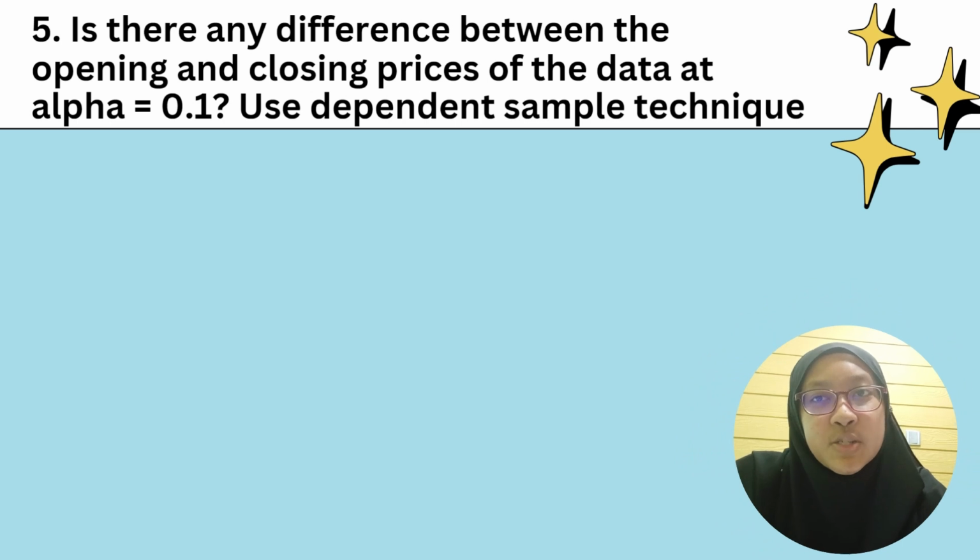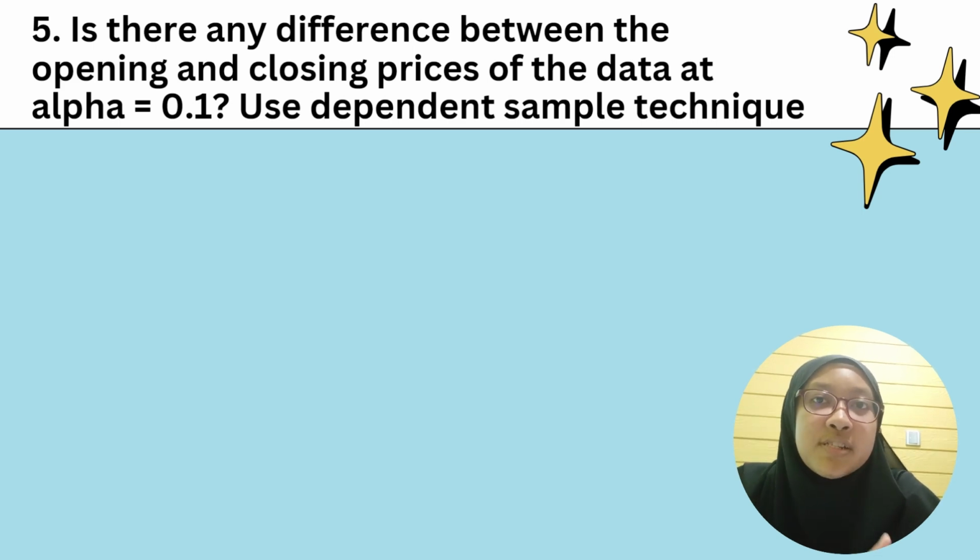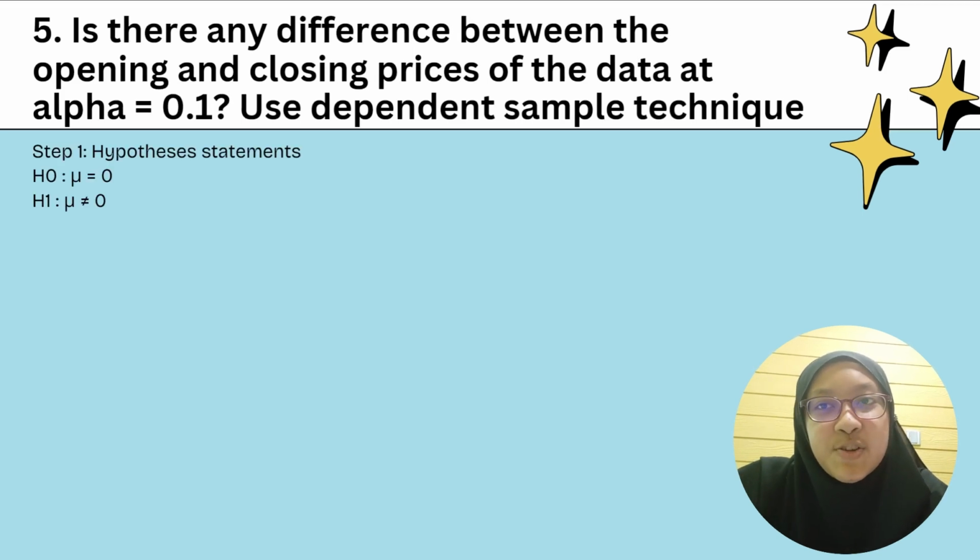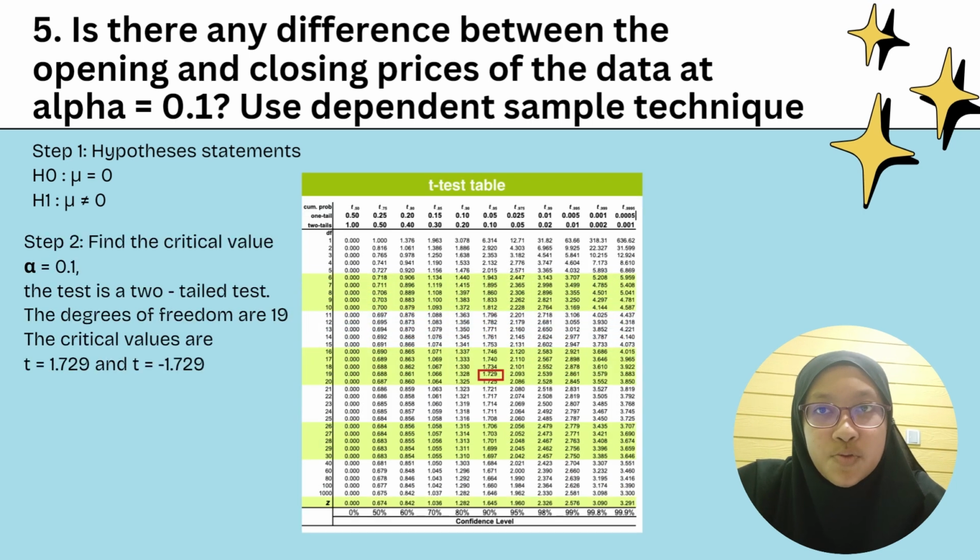Okay, the last one is question 5. Is there any difference between the opening and closing prices of the data at alpha equal to 0.1? Use the dependent sample technique. Okay, so for step 1, we do the hypothesis statement. H0: mu equal to 0 and H1: mu not equal to 0. Step 2, find the critical value. The alpha given is 0.1, so the test is a two-tailed test, and the degree of freedom is 19. So we can find the critical value in the t-test table, and we get 1.729 and negative 1.729.